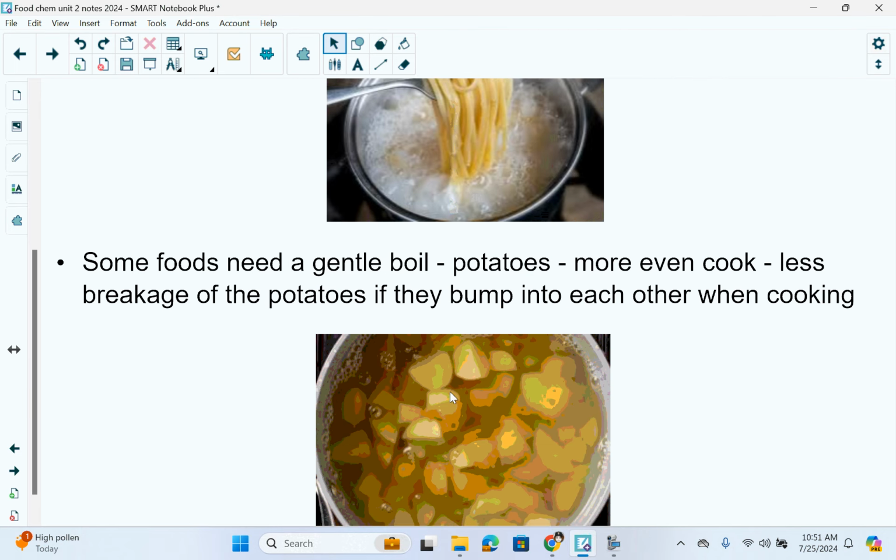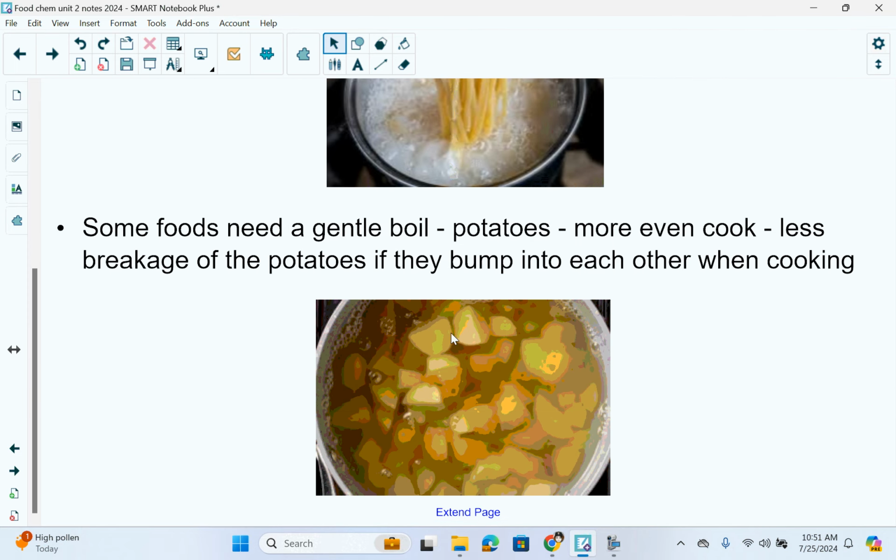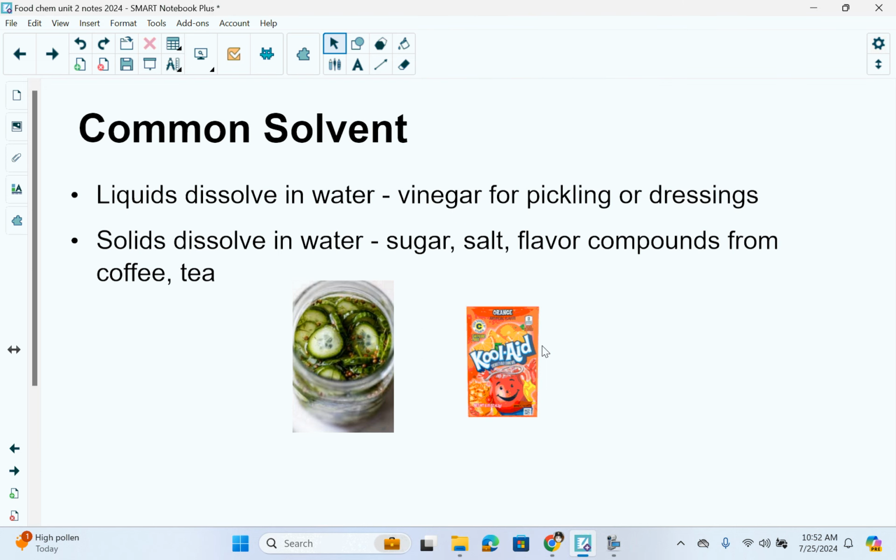Some foods need a gentle boil, like potatoes. This is for a more even cook. There's less breakage of the potatoes if they bump into each other when cooking. It's a common solvent. Liquids dissolve in water, like vinegar for pickling or dressings. Solids dissolve in water, like sugar, salt, and flavor compounds from coffee or tea.